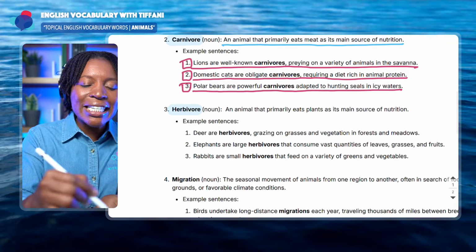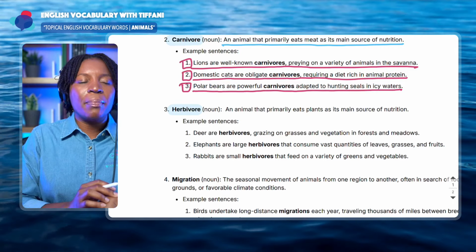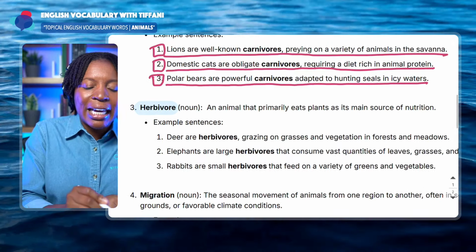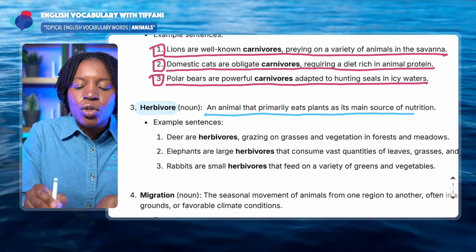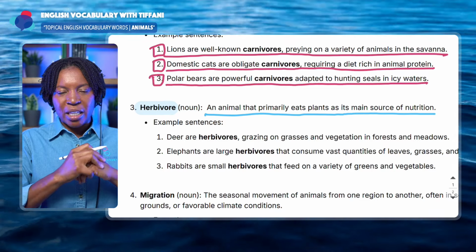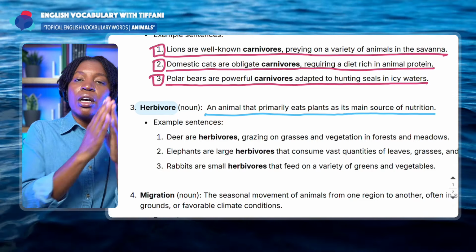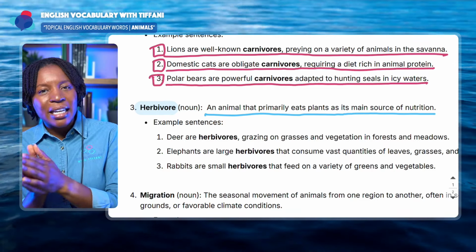So, what is an herbivore? What does this term mean? An herbivore is literally an animal that primarily eats plants as its main source of nutrition. Again, an animal which eats plants instead of meat as its main source of nutrition. So we spoke about carnivores. We mentioned lions. Now we have herbivores. So think about an elephant, right? Think about animals that mainly eat plants. So let's talk about some other animals who are herbivores.